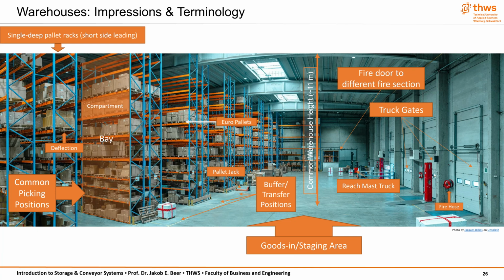Storing pallets short side leading has one important disadvantage, however. Let's now take a closer look at one of the most critical functional aspects of warehouse operations, the picking positions. We'll return to that point about pallet orientation shortly. But first, let's consider the role of the racking system visible in the picture.